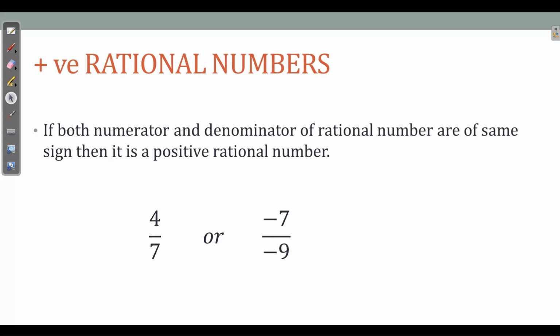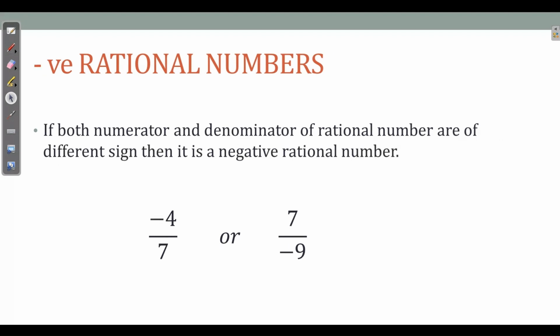So any number of these forms where the sign is the same in both numerator and denominator is called a positive rational number. Next is negative rational numbers. If we have different signs in numerator and denominator, then we call it a negative rational number. The negative sign can be either in the numerator or denominator, like minus 4 by 7, where we have the minus sign in the numerator, or 7 by minus 9, where the minus sign is in the denominator. Both these are cases of negative rational numbers.